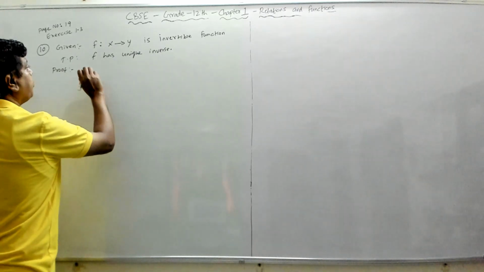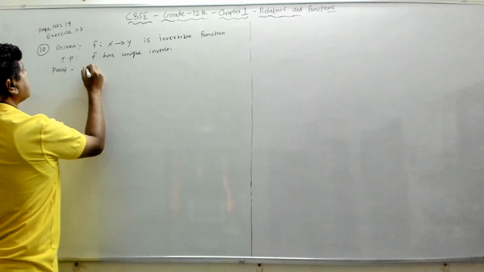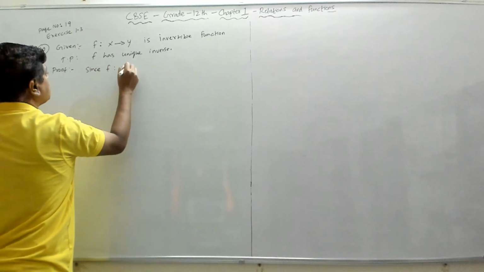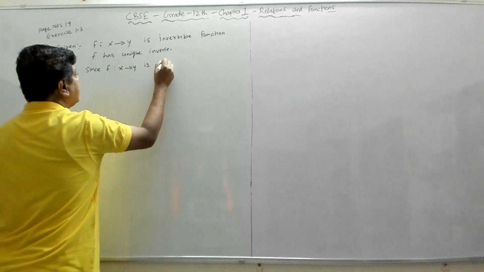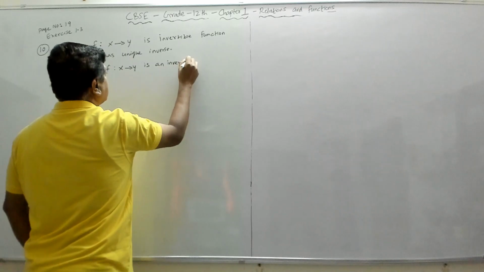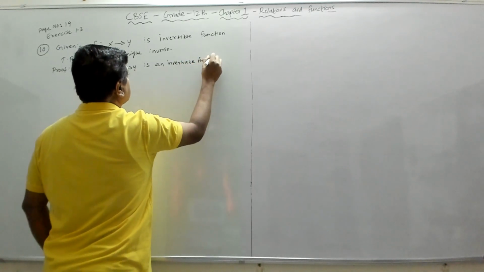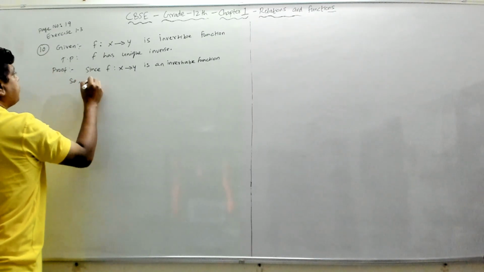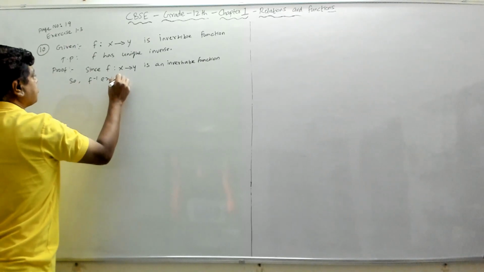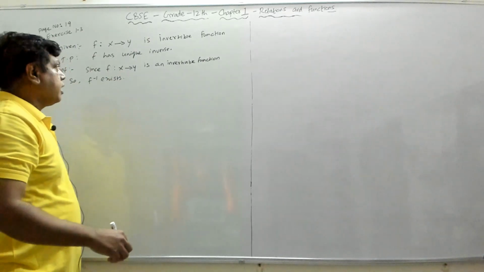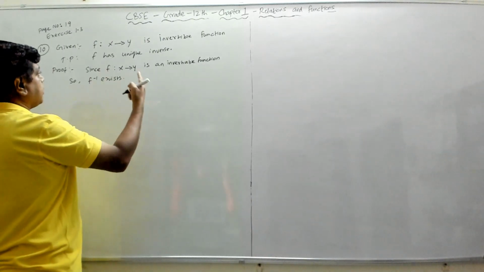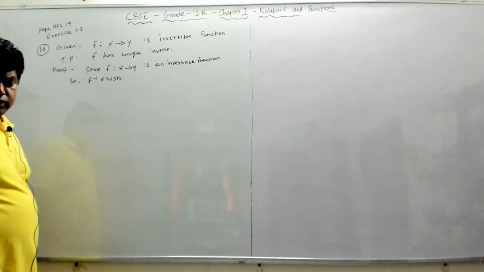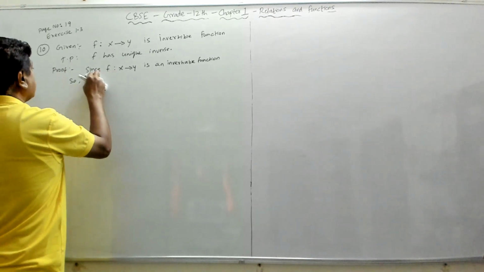So we'll say the proof is: since f from X to Y is an invertible function, so f inverse exists. Invertible function means f inverse exists. Now we should show that f has a unique inverse.